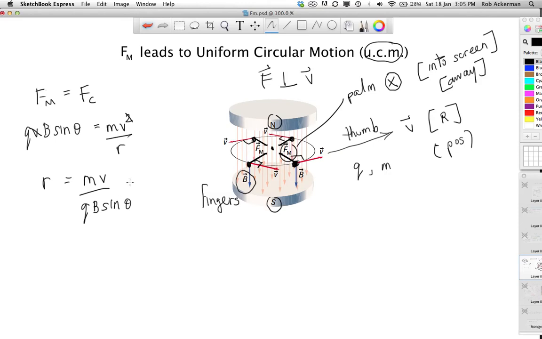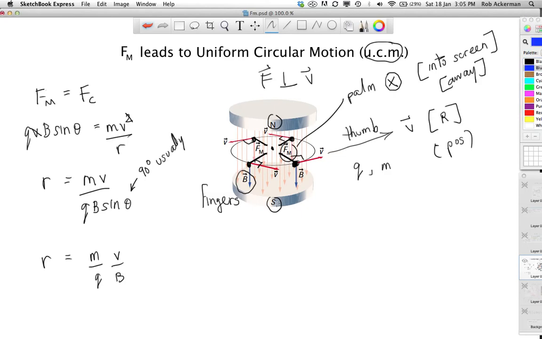Now, quite often you'll notice in the problems that theta's 90 degrees, and therefore the sine of theta will be equal to 1. What we end up with is r equals m over q, v over B. All right? This is giving you the radius of the curved path taken. And of course, let's think about this formula for a minute. Does it make any sense?